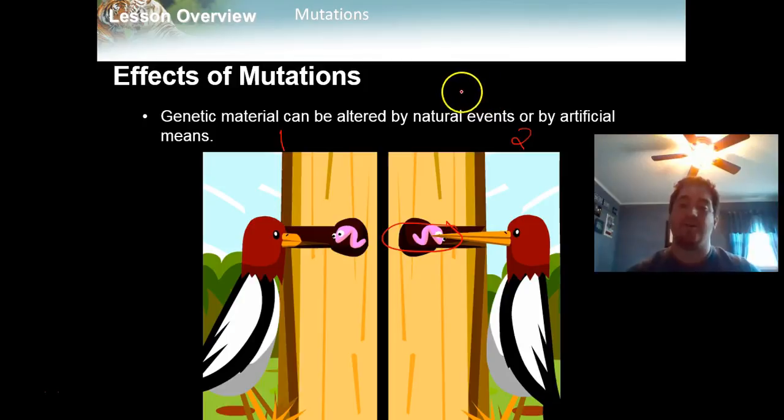Sometimes mutations can be a very good thing, and they often are one of the causes for that powerful phenomenon we call evolution. So mutations are often very crucial for evolution over time.